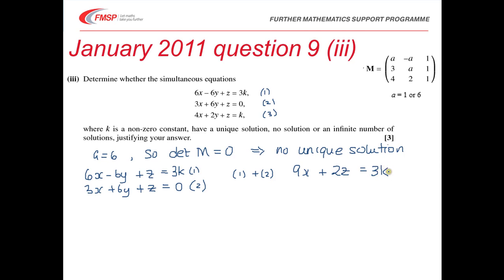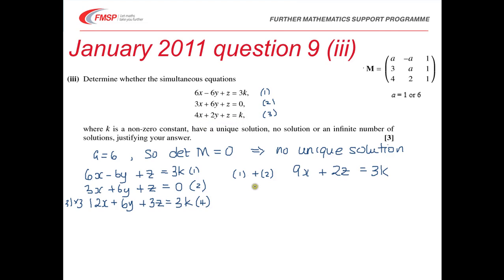So we have now eliminated y from the first two equations, so we now need to eliminate y from another pair of equations. So I'm going to take the third equation and multiply it by 3. So I end up with 12x plus 6y plus 3z is equal to 3k, and I'm going to call that equation 4. So I've just taken this third equation and multiplied it by 3.